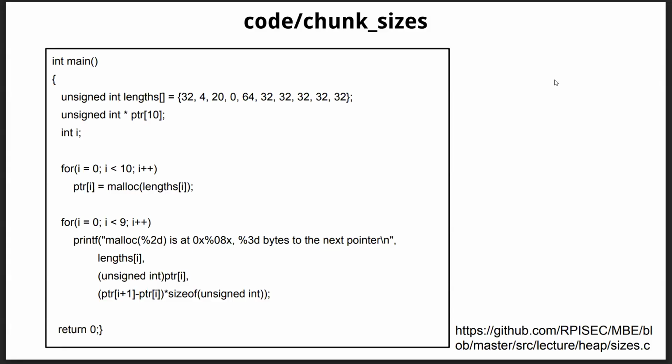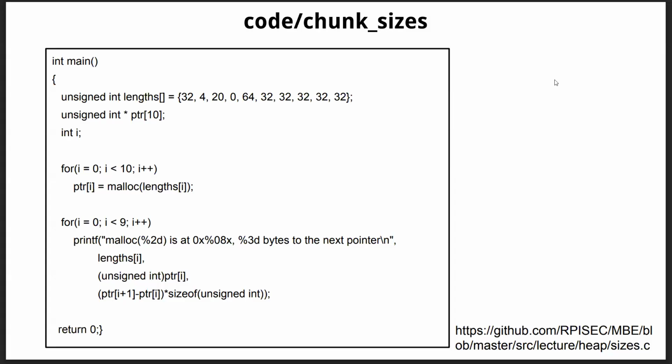Okay. So we are mallocing 32 bytes, 4 bytes, 20 bytes, 0 bytes, 64, then 32 bytes. We're going to print out the size of them, and we're using the glibc malloc, not our own version. We just call malloc. So this is the default C library version of malloc. We first malloc this 10 times.